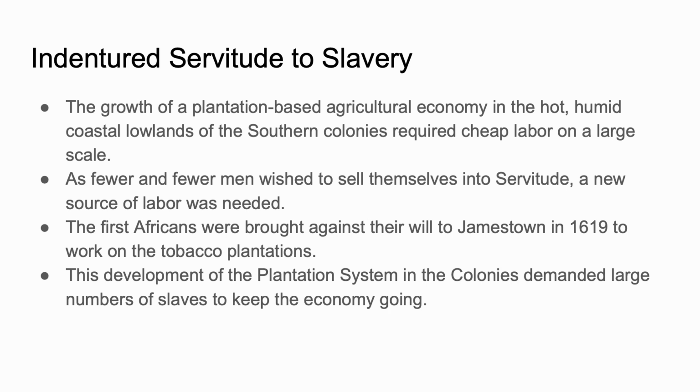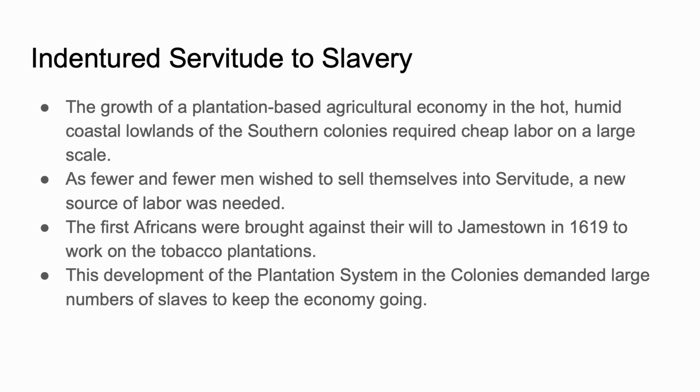So we also see the rise of slavery. We see the growth of a plantation-based agricultural economy in the hot, humid coastal lowlands of the South, which required cheap labor on a large scale. Fewer and fewer men wished to sell themselves into servitude, so a new source of labor was needed. The first Africans were brought against their will to Jamestown in 1619. They worked on the tobacco plantations, and this development of the plantation system in the colonies demanded large numbers of slaves to keep the economy going.